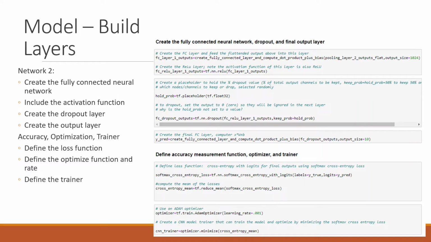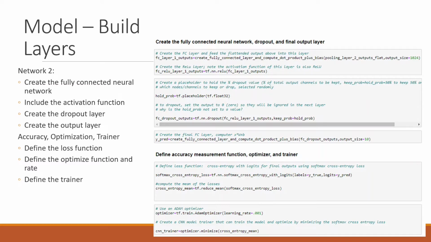Similar to the earlier process, we call the supporting functions to build the fully connected layer and specify an activation function. We also add a dropout layer to minimize overfitting and specify a percentage of the output we wish to hold, or conversely, what percentage we want to drop, using the TensorFlow dropout function. And finally, we create an output layer of the predictions.